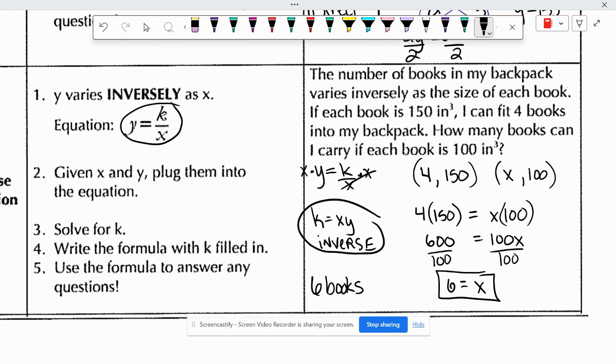So the key to this is just trying to figure out if it varies directly, meaning as one increases, the other increases, or they vary inversely. One increases, the other decreases.